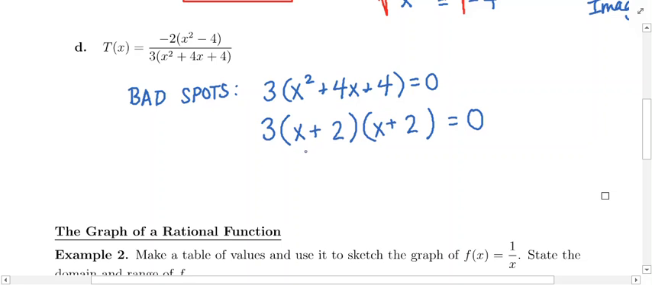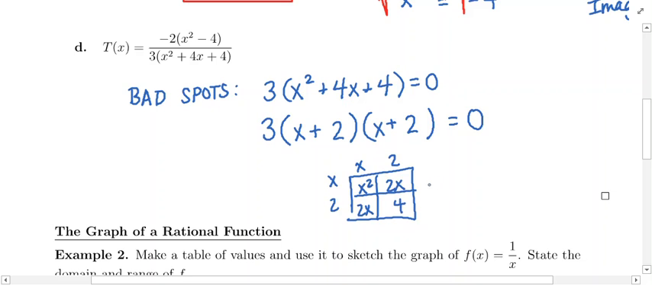Okay, so if we multiply it back out, if we did the box method here, if we did x plus 2 times x plus 2, we should get what we started with. X times x is x squared, x times 2 is 2x, 2 times x is 2x, 2 times 2 is 4. So if you do this, you're going to get x squared. Combine like terms, 2x plus 2x is 4x, and then plus 4. That is indeed what we started with in parentheses, so we have factored correctly.